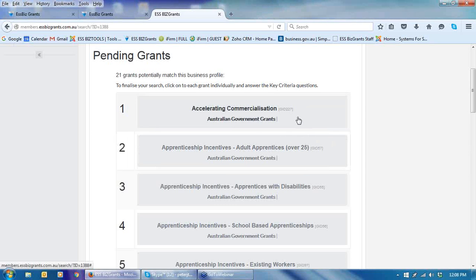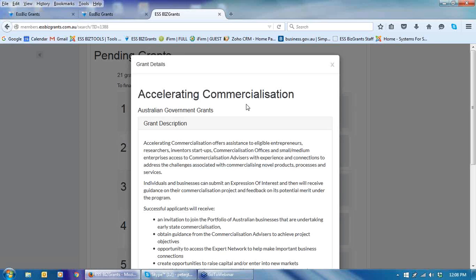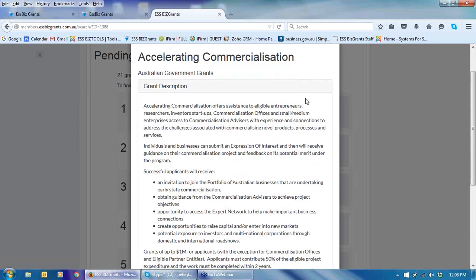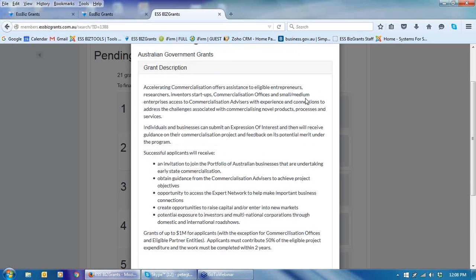And the first one is accelerating commercialization, which is very convenient because this grant is our feature grant that we were going to do a bit more talking about in this webinar today. So accelerating commercialization assists eligible entrepreneurs, researchers, startups, commercialization officers within universities and approved research organizations.